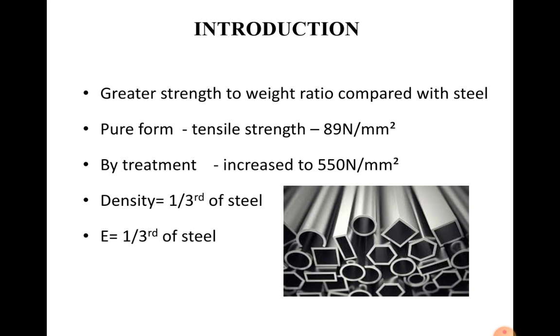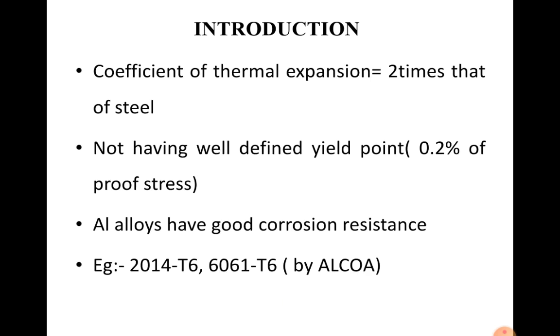The density of this aluminium is only one-third that of steel, so it is light in weight, and the Young's modulus also is around one-third of that of steel. So the coefficient of thermal expansion is around 2 times that of steel, and it does not have a well-defined yield point. So generally, like high strength steel, we used to take it as 0.2% proof stress.